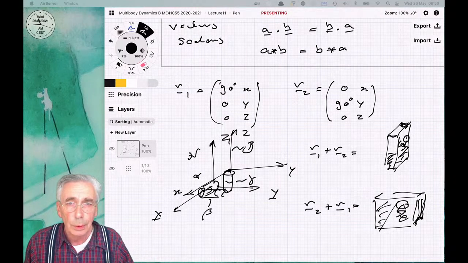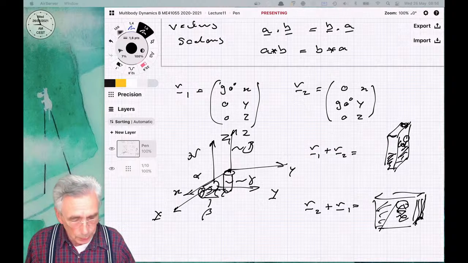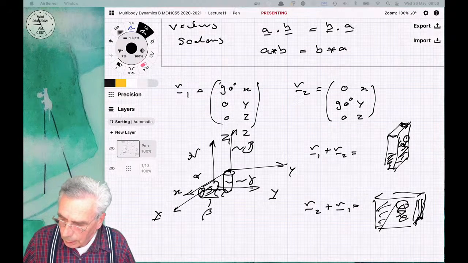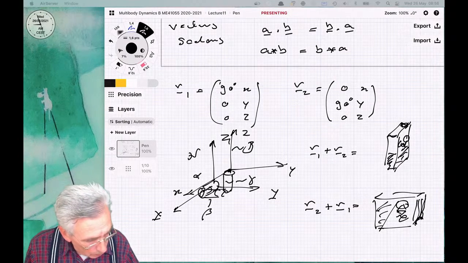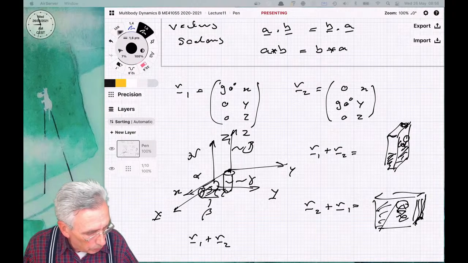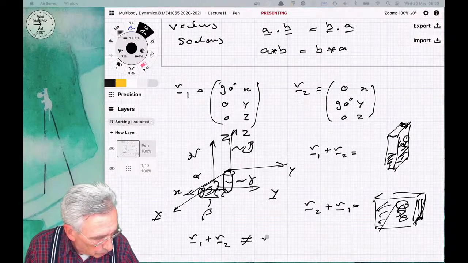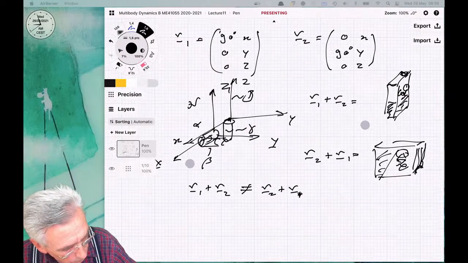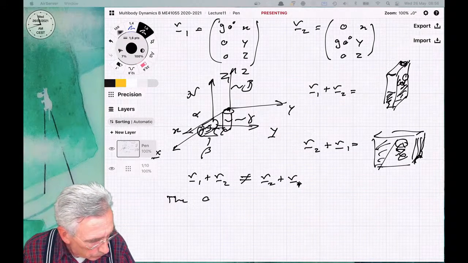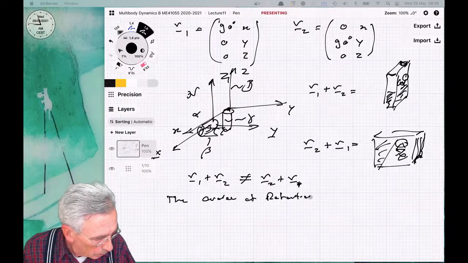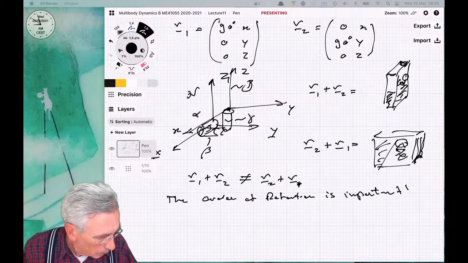You get two different orientations. So the order matters. That's what we always say. R1 plus R2, if we call these rotations, is not equal to R2 plus R1. The order of rotation is important. Okay.